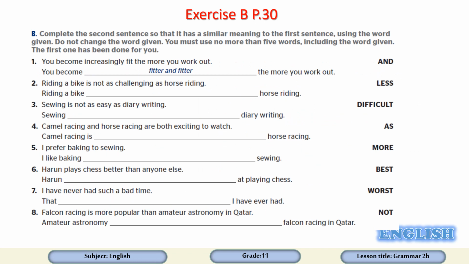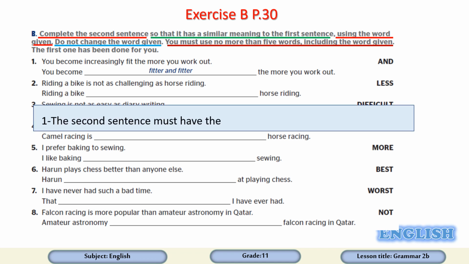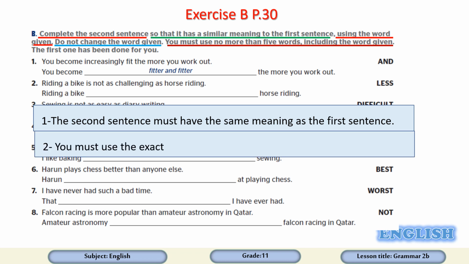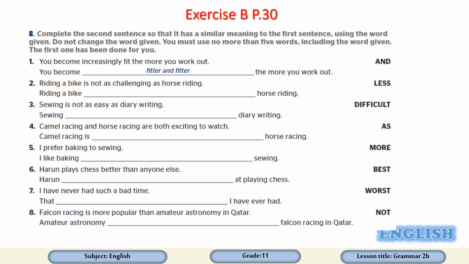Let's move now to exercise B, page 30. Complete the second sentence so that it has a similar meaning to the first sentence, using the word given. Do not change the word given. You must use no more than 5 words, including the word given. So if you want to summarize the instructions for this task, the second sentence must have the same meaning as the first sentence. You must use the exact word given. You cannot change it. And you mustn't use more than 5 words, including the word given. Stop the video now and take some time to do the task.